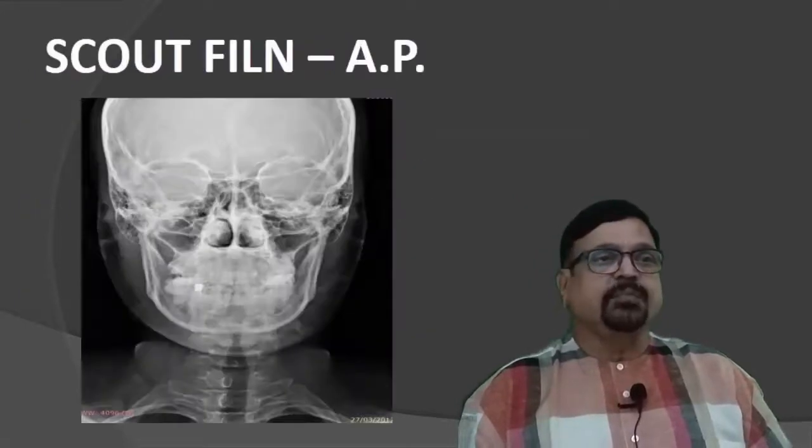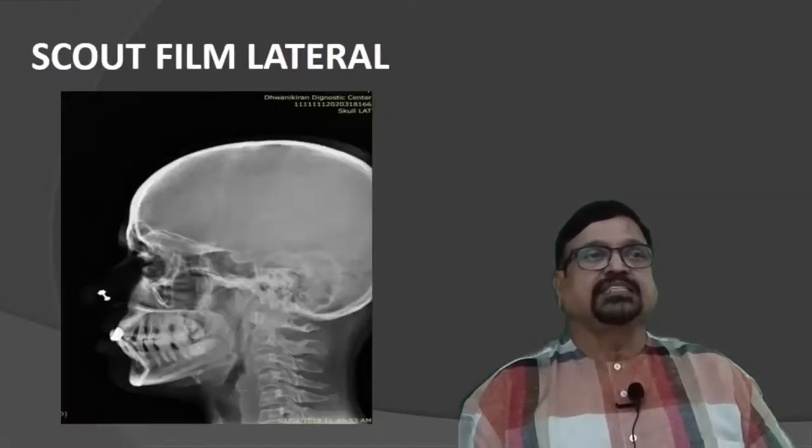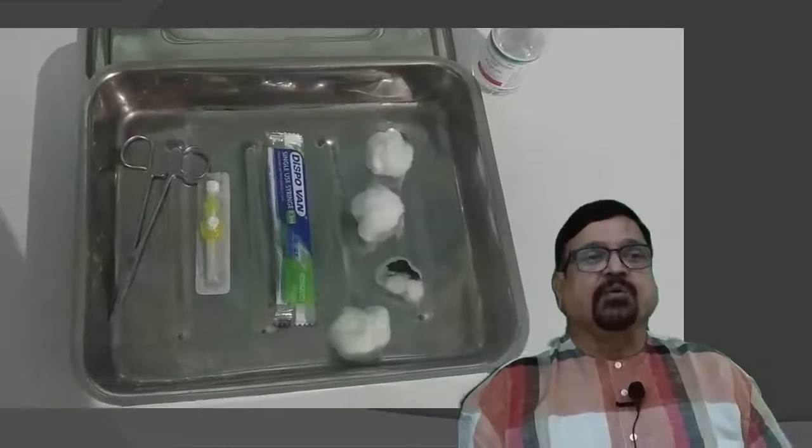Now this is the scout film AP we had taken. Here you are seeing both sides of the parotid nicely, and we'll see where the duct comes in the subsequent contrast. This was AP, and now this is a lateral. Lateral is taken as a cross-table. Now let's see how the procedure is done.